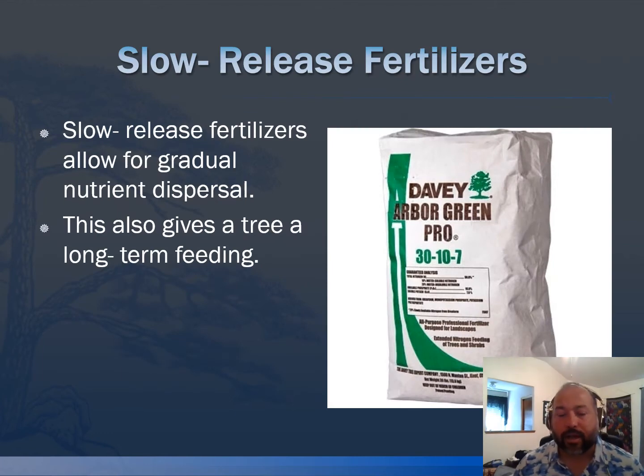Slow release fertilizers. So slow release fertilizers allow for gradual nutrient dispersal, and it's desired to give the tree a long-term feeding. And so if we look here at this 30, 10, and 7, that would be that high analysis fertilizer, because that's 47% of this bag is going to be our nutrients. This is designed for a much slower effect, but it's supposed to be over time. You don't have to do this as often, and it's more of a long-term process.